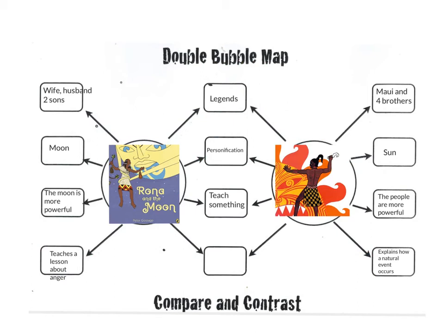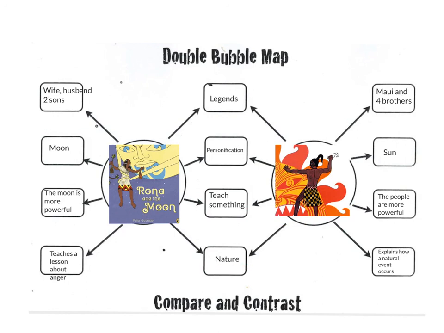Another similarity is that both the stories teach us something. So Rona and the Moon teaches us about why you shouldn't get angry, and How Maui Slowed the Sun teaches us about why the sun moves slowly across the sky. And a last similarity between the two legends is that they both involve nature. So Rona and the Moon talks about how the moon pulls up Rona, and How Maui Slowed the Sun is about the sun. So it's elements of things that are in our natural world.